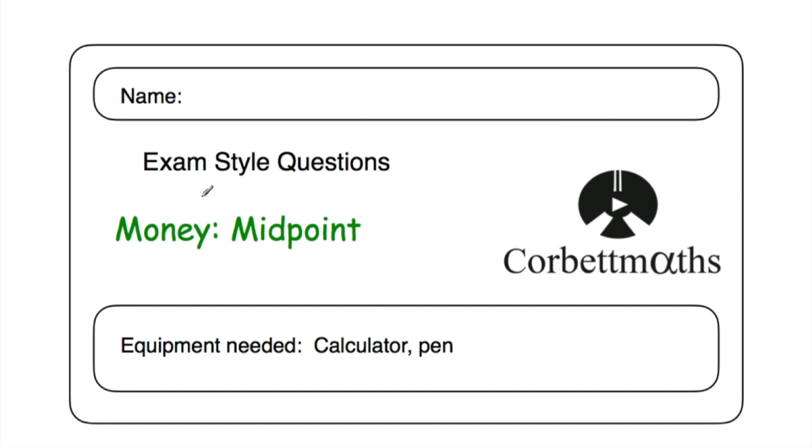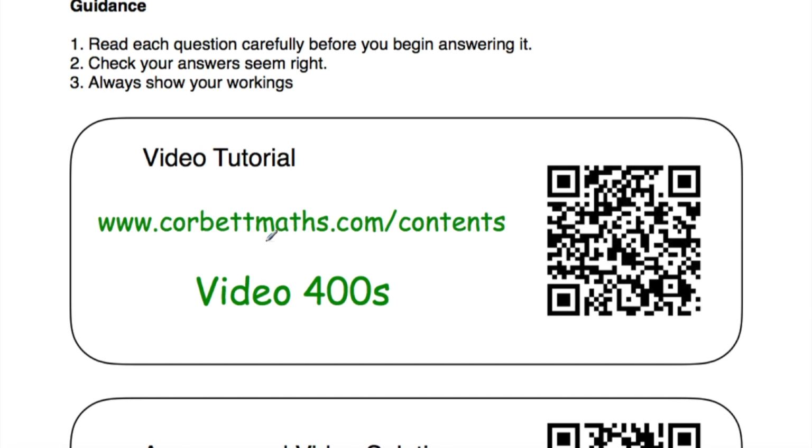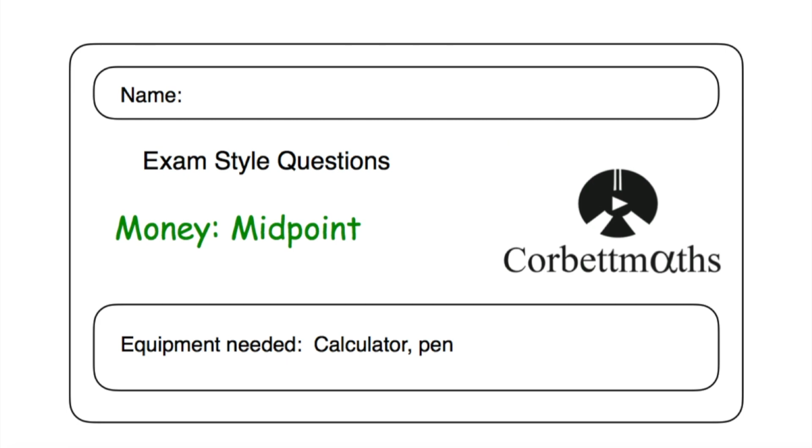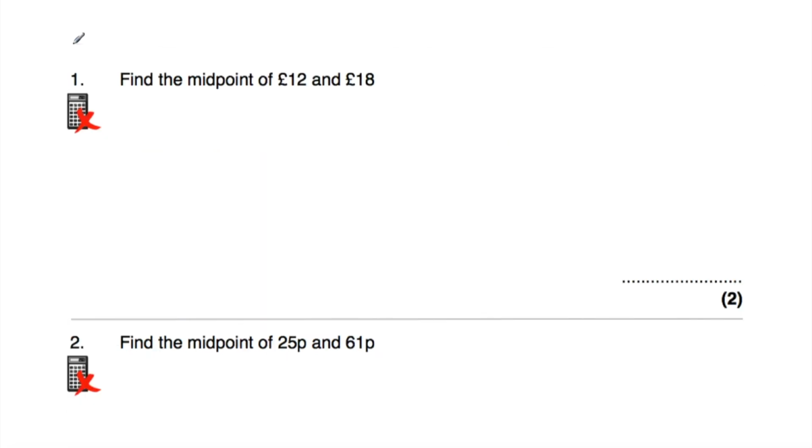In this video, we're going to look at the video solutions to the Corbettmaths practice questions based on money and finding the midpoint. If you need any extra help on finding the midpoint when you're dealing with money, go to corbettmaths.com/contents and scroll down to video number 400S. Alternatively, you could scan this QR code and it'll bring you straight to that video. But anyway, let's get started. So let's have a look at question number 1.